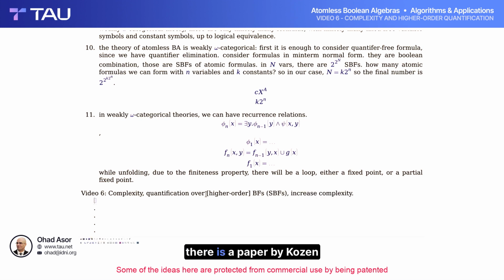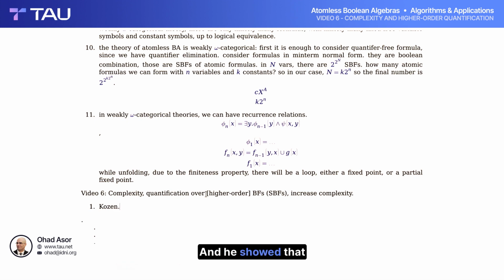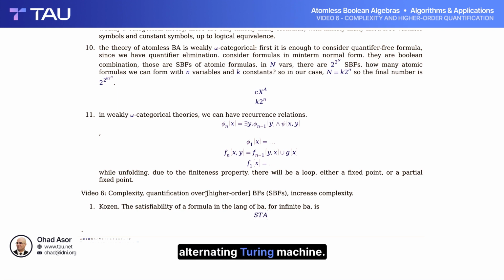So there is a paper by Kozen about the complexity of the theory of Boolean algebra, and he showed that the satisfiability of a formula in the language of Boolean algebra for infinite Boolean algebras is in the following complexity class. STA stands for space-time alternations. So we are talking about an alternating Turing machine.